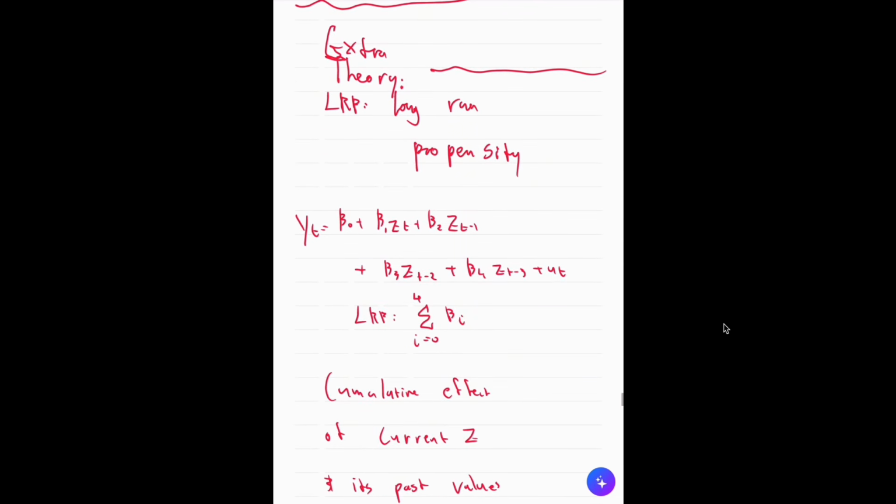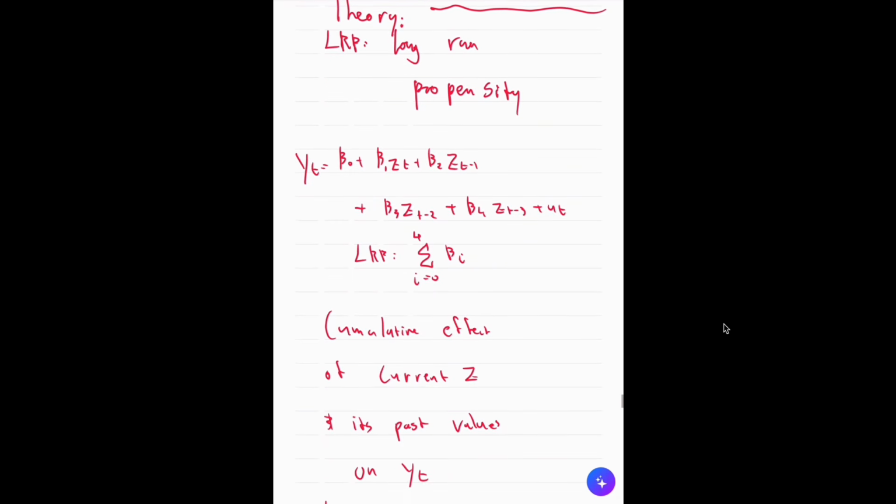So firstly, what is long run propensity? So let's say you have this model. So beta naught plus beta 1 zt plus beta 2 zt minus 1 and on and on plus the error term in year t. So what is that? So we're saying the coefficients are the effect the explanatory variable in year t or year t minus 1, etc. had on the value of the dependent variable in year t, right?